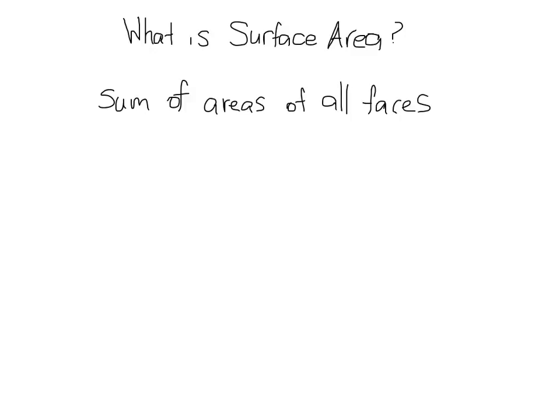If you can see what each face is, what shape each face is, and you can find the area of that shape, then half the battle is won. All you have to do is find the area of each face and add them up, and that's all surface area is. So let's look at an example.